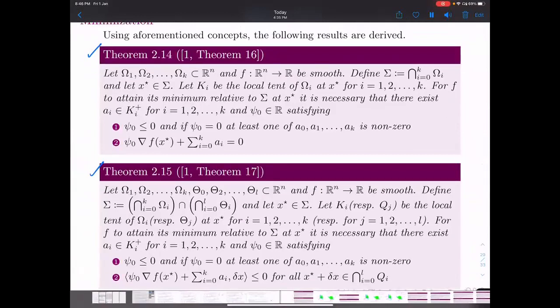So let's look at 2.14. Omega 1 through omega k are sets in R^n, and f from R^n to R is the function to be optimized. Therefore, you are looking at the optimization domain as this. And let's say x star is your candidate optimal. Further, let K_i be the local tent of omega_i at x star for each of the indices running up to k. Now for f to attain its minimum relative to this subset at x star, it is necessary that there exist these elements in the dual cone.